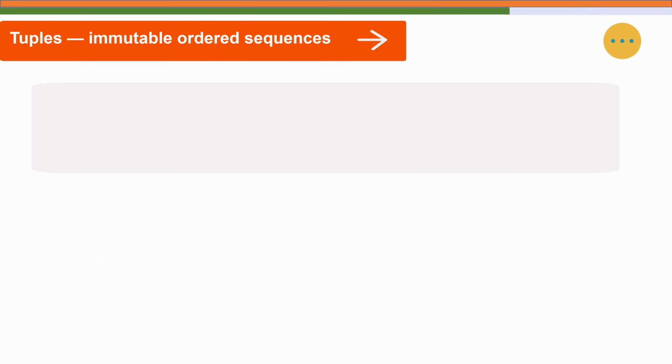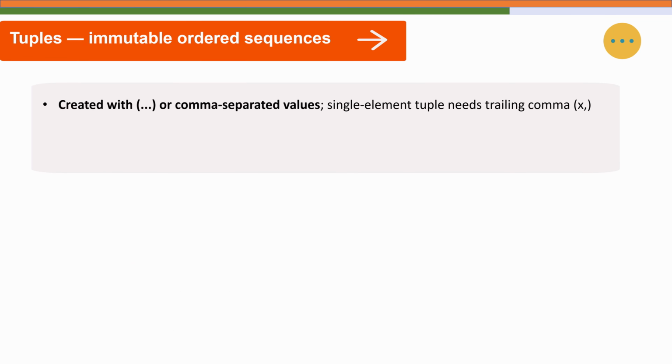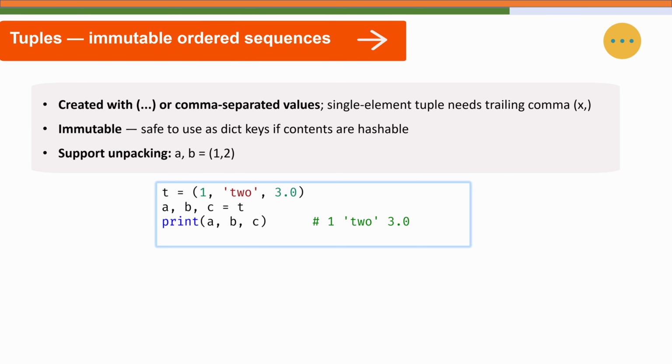Tuples are like lists but immutable. They are useful for fixed collections of items and can be used as dictionary keys when their elements are hashable. A common Python pattern is unpacking, like if you write x, y = pair, which is concise and very expressive. Although tuples are immutable, they can contain mutable objects. For example, a list inside a tuple, so the inner objects can still be mutated.